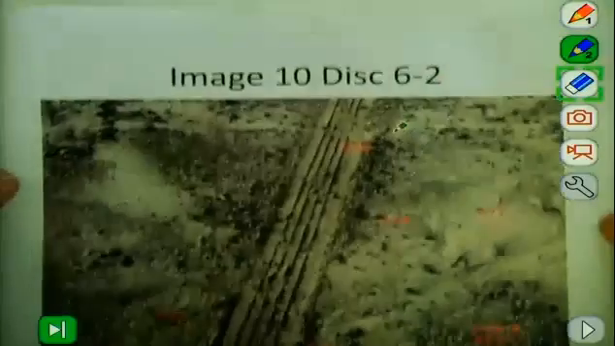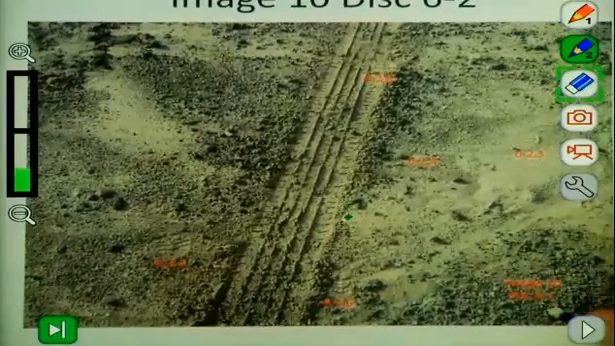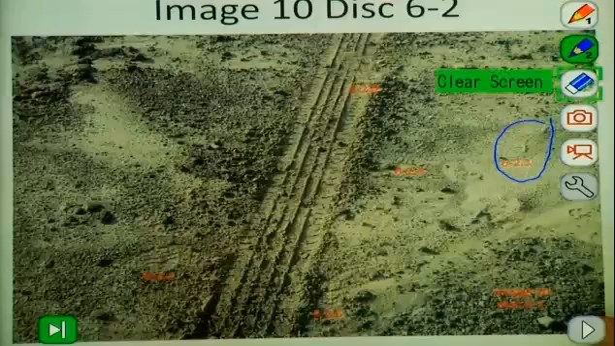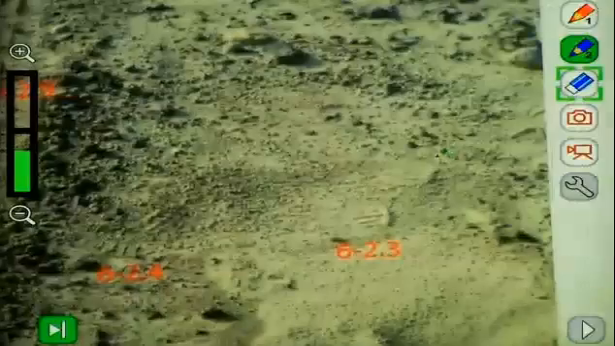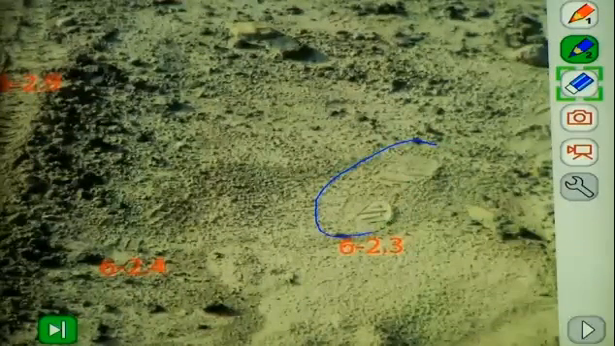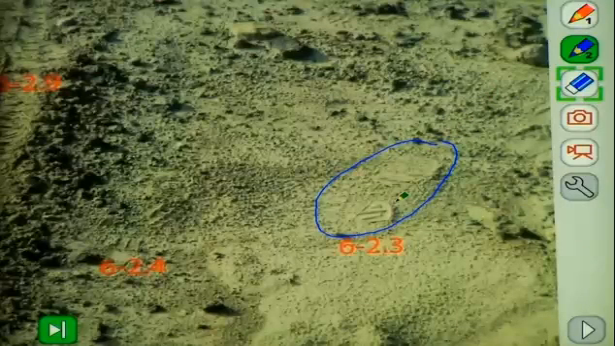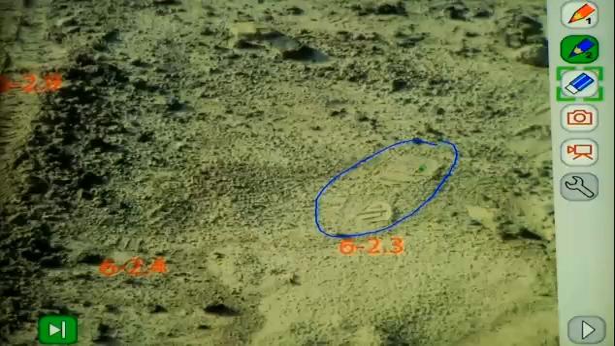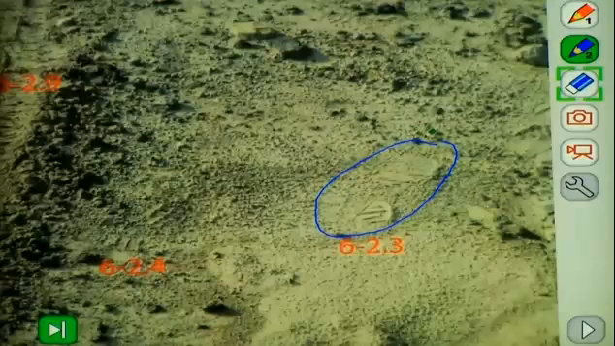Now going back to the main photo, the next one will be 6-2.3. Correct. This one right here. Just describe what you observed in that location. In this location, it's a full footwear impression. By full footwear impression, you have the back and the front of the shoe, but only one side of it. So you have this side of the shoe. The other side should be over here, but it's not. It didn't imprint. You can't see it.